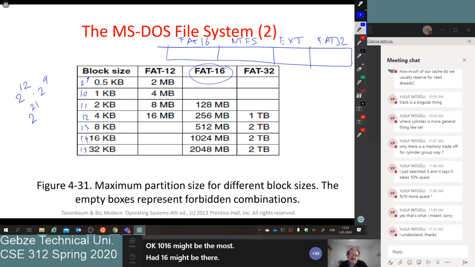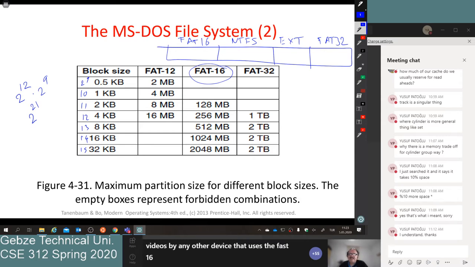FAT16 might be the most common file system available today, because many small digital equipment, like digital cameras or early cell phones, use this file system because it is publicly available. Nobody is going to charge you to use it, and it has very good compatibility. If you have a small micro disk on your device and use FAT16, that micro drive will be usable by any other device that uses FAT16.